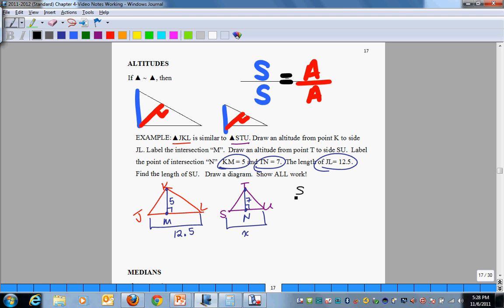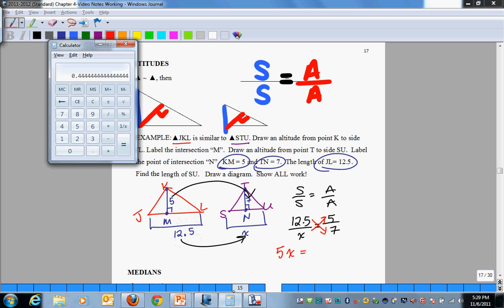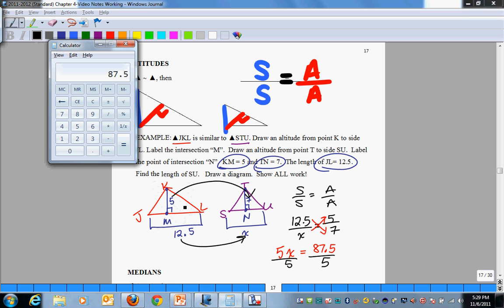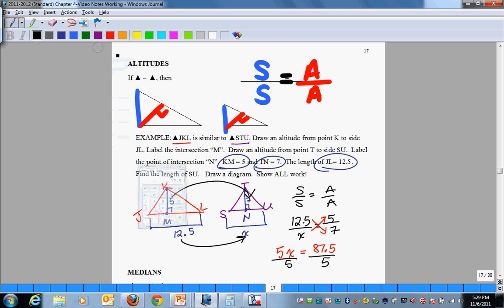Well, what we do know is that the side over side ratio equals the altitude over the altitude. So I'm going to go left to right, side to side. 12.5 over unknown equals our altitude 5 over our known 7. Cross multiply. 5x equals 12.5 times 7, which is 87.5. We're going to divide both sides by 5. We're going to get 17.5.